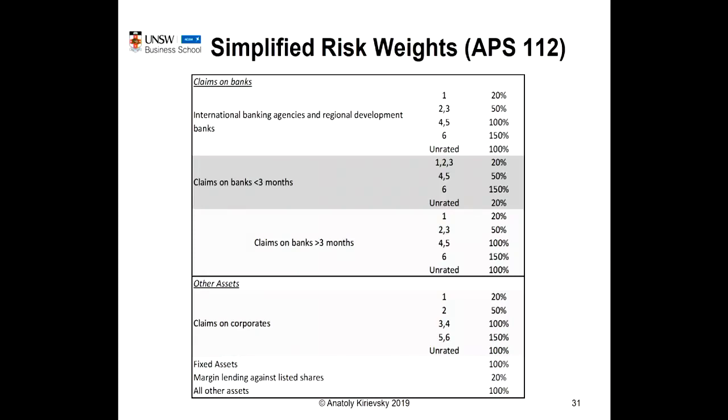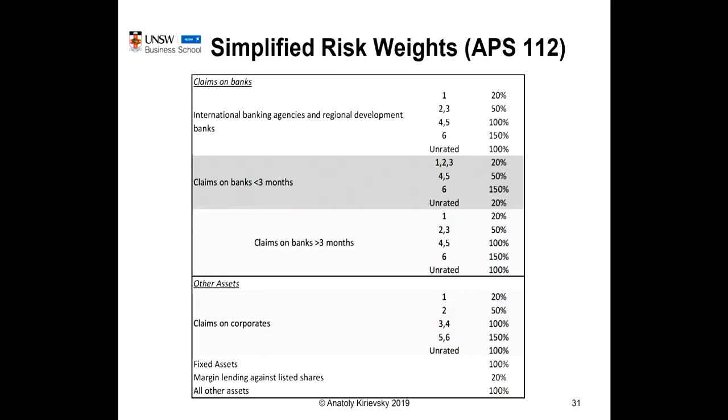Right? So if you've got something like a 90-day bank bill, then that will be classified as a claim on bank less than 3 months. But if you've got a 1-year note, then that will be classified as claim on banks more than 3 months. And you can see that less than 3 months, ratings group 1, 2, and 3 all get 20% risk weight. So that means triple B rated bank, their bank bills get the same risk weight as a AA rating. So that's quite an important one.